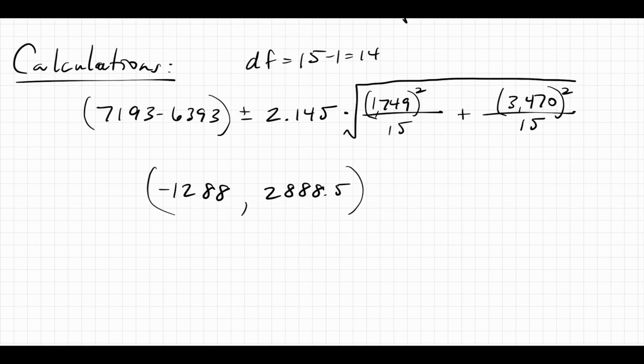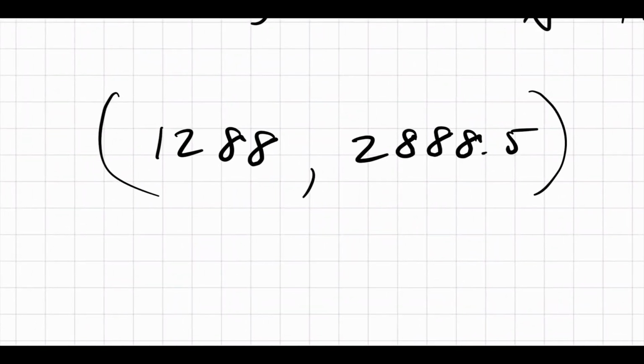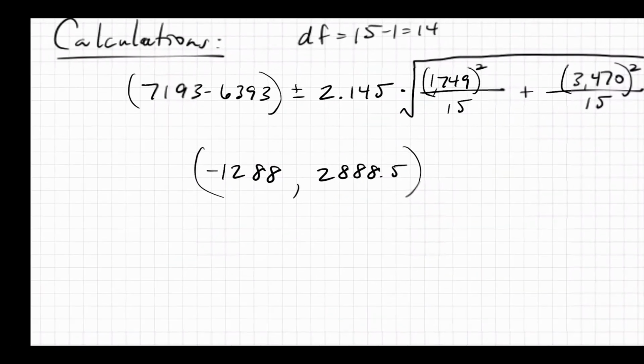Now, if this negative wasn't there, then you have something. 0 is not in the interval, right? So Katy Perry has significantly more than Justin Timberlake, right? If that negative wasn't there. But that negative is there, so okay.